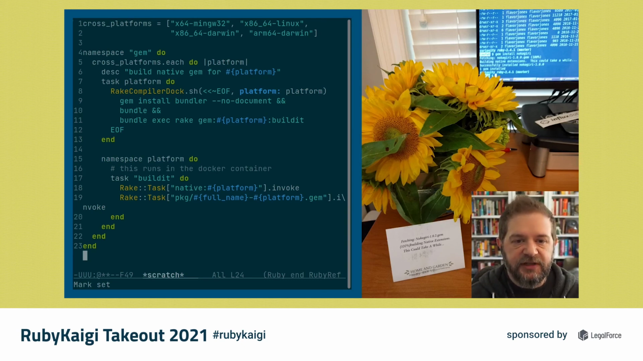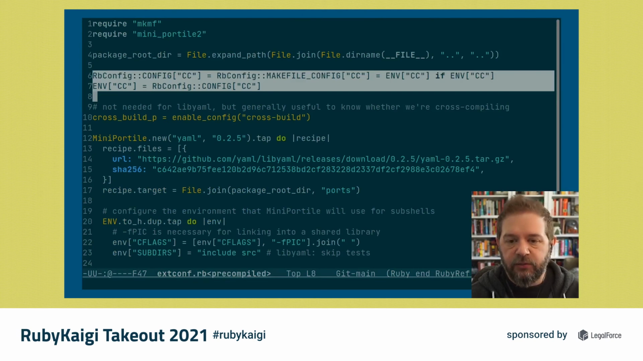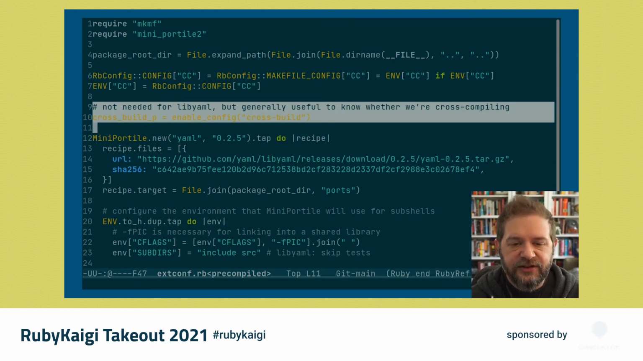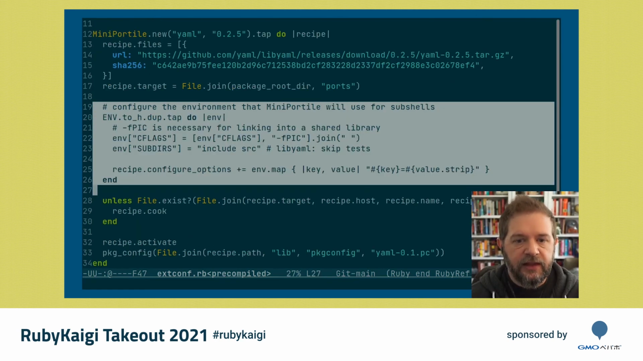Let's look at the changes being made to extconf. We've added a couple of lines to make sure that we use the cross-compiling compiler and not the normal compiler. This is where we check the flag passed to us. We don't use this, but it's a useful technique to know that we can pass into our extconf the information about when we're cross-compiling. And the rest of the extconf changes are related to configuring libyaml at build time.